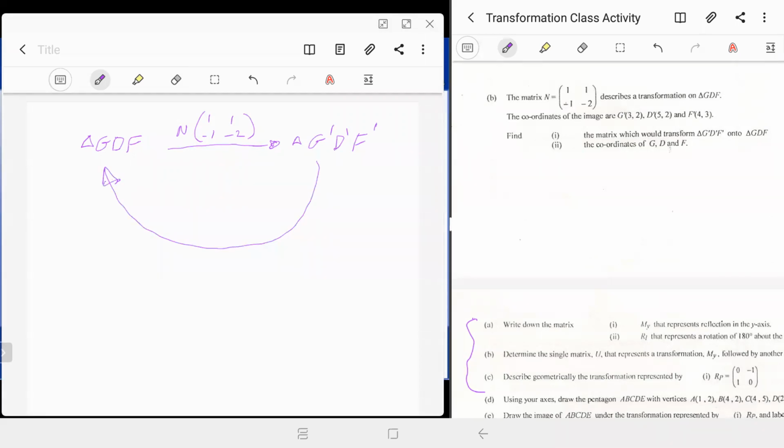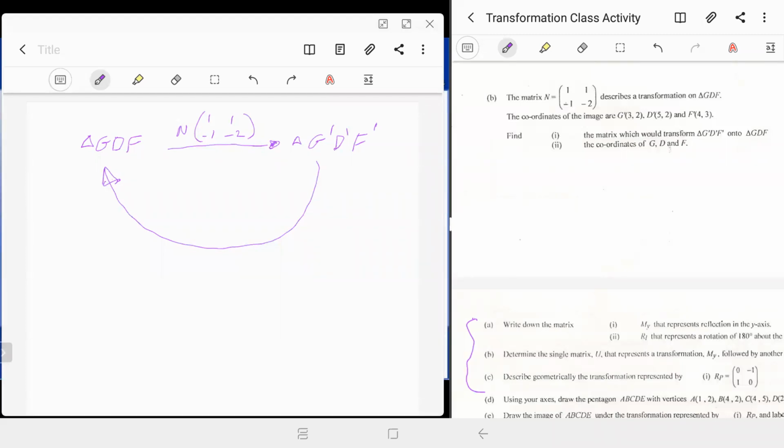Unmute your mic and tell me. What matrix is going to map us back from the image back to the object? Somebody tell me. The inverse of N. Beautiful. The inverse of N. You have to calculate the inverse of N. If N takes you this way, then N to the minus 1 takes you back. That's how it works. So if you never knew before, now you know. If a matrix does a transformation and you want to go back the other way, you have to use the inverse to go back the other way.